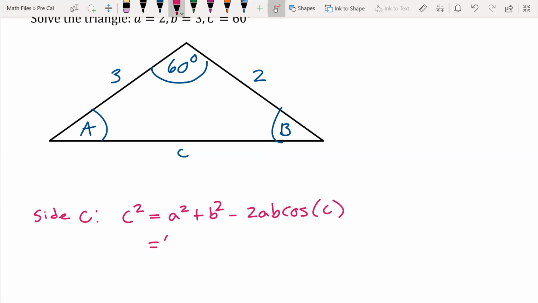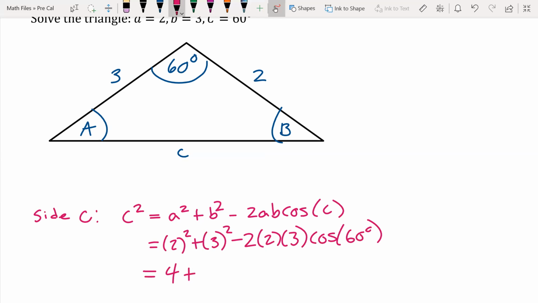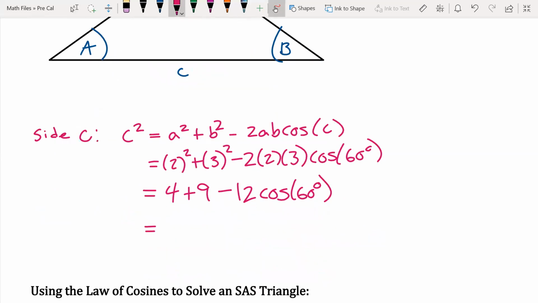So A squared. Here, we'll do it step by step, right? 2 squared plus 3 squared minus 2 times 3 times the cosine of 60. And then 4 plus 9 minus, what's that? 4, that's 12 cosine 60. And then clean it up. 13 minus 12 cosine 60. And let's see what we get.